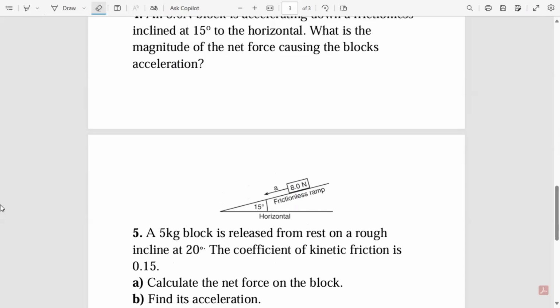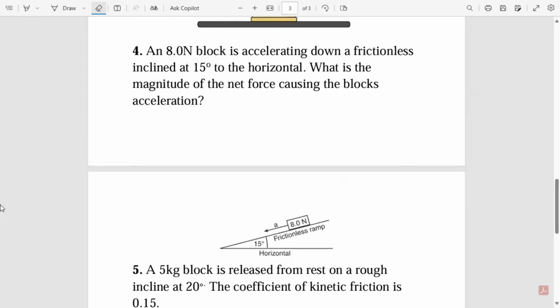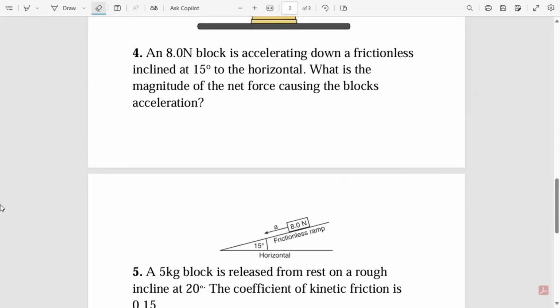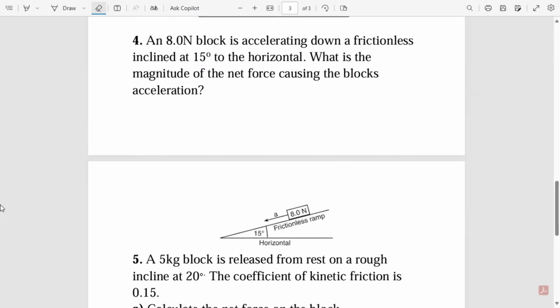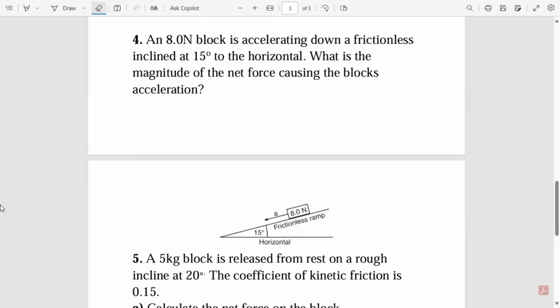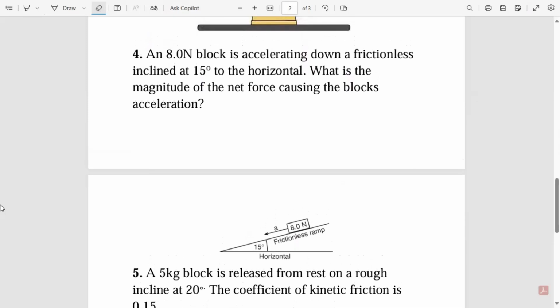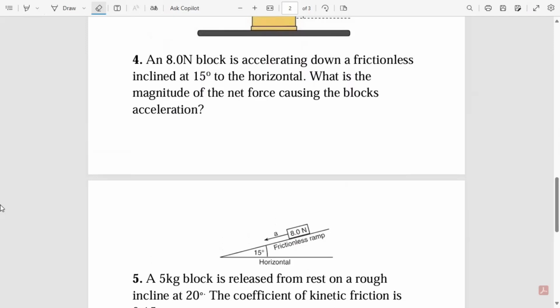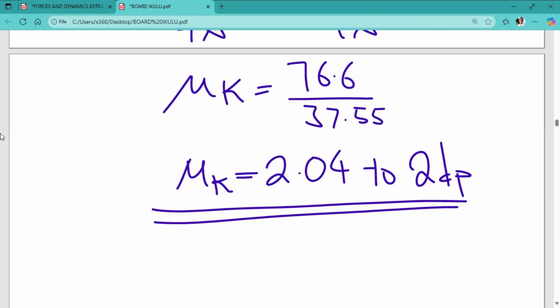So this is a very simple question because they haven't mentioned any external force being applied here. This block is accelerating purely due to the influence of the component of the weight of this particular object along the incline. So we can calculate the magnitude of the net force causing this block's acceleration because they've given us the weight of this object and the angle of the incline itself. So we're going to say, this is now question 4.